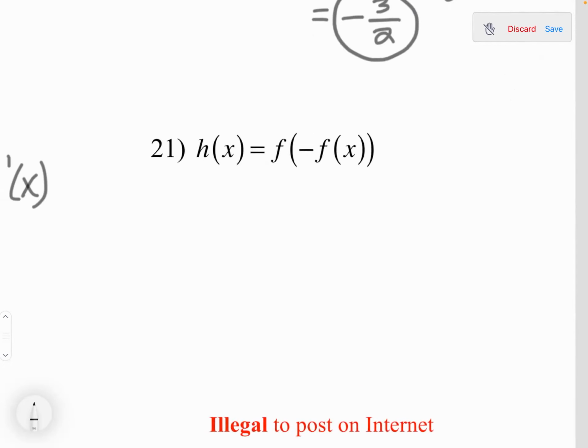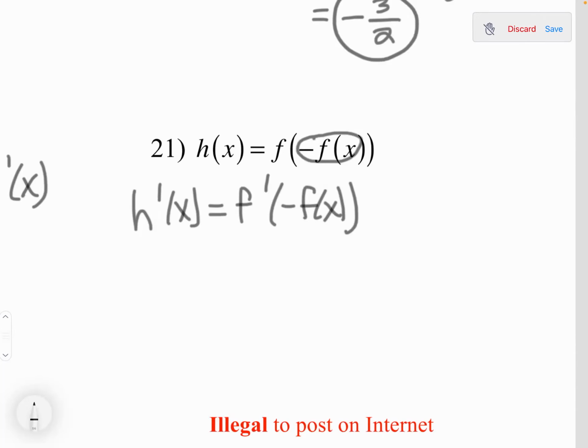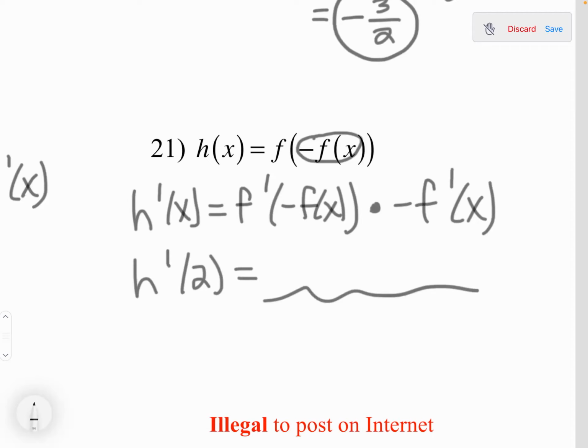This problem, very similar. We just have f of negative x. Yes, we can compose functions with itself. And we can compose functions with the reciprocal of itself. But this negative f of x is the inside function. So we're going to leave it alone. And then we're going to multiply by the derivative of that inside function, which would just be negative f prime of x. And at this point, finding h prime of 2 would just be computational. So again, I'm going to skip that to save you some time.